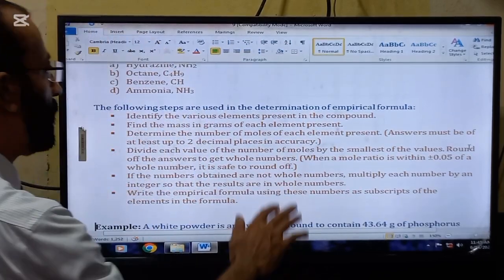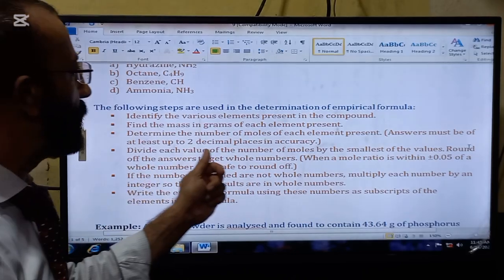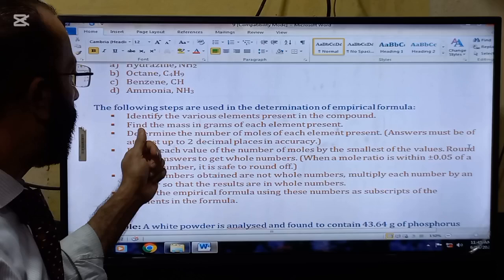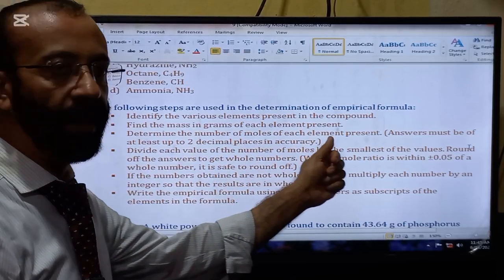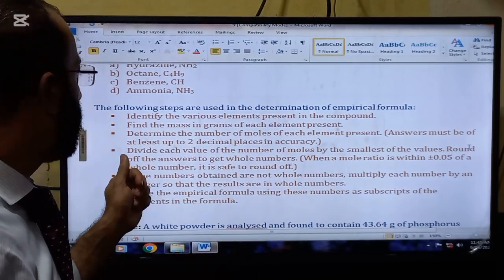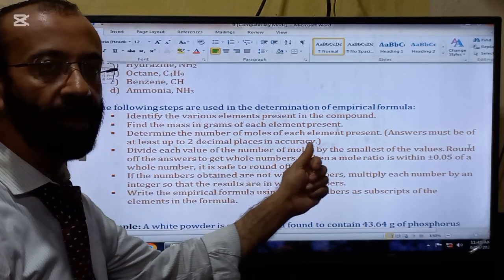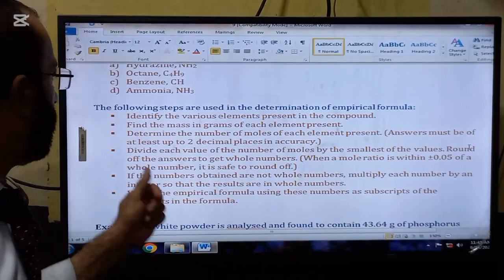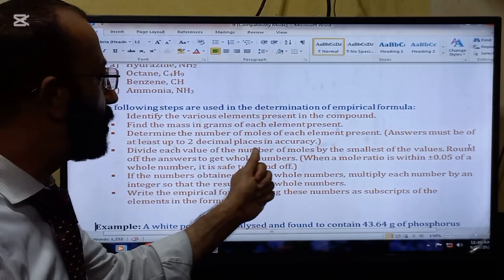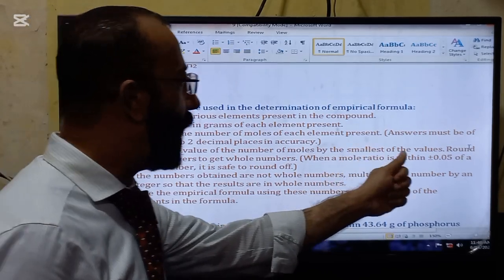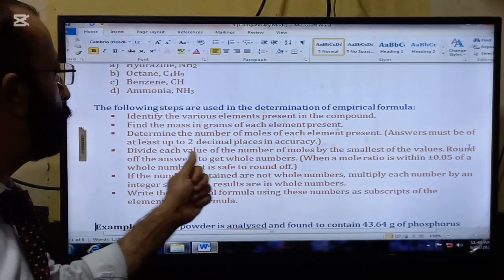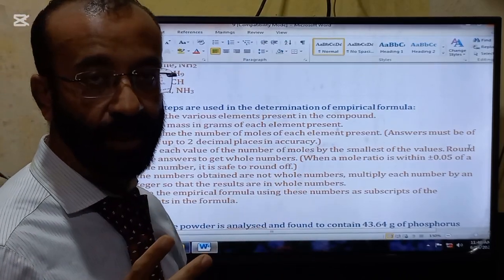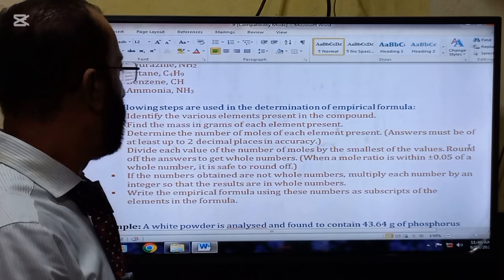Look now, the important steps are coming. The following steps are used in the determination of the empirical formula. The first step is to identify the various elements present in the compound. The second step is to find the mass in grams of each element present. You may use the periodic table as well. The third step is to determine the number of moles of each element present. The answer must be accurate to at least 2 decimal places. So these are the conditions which you have to follow.